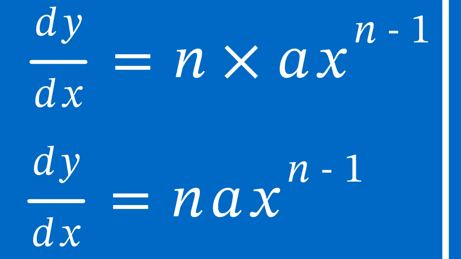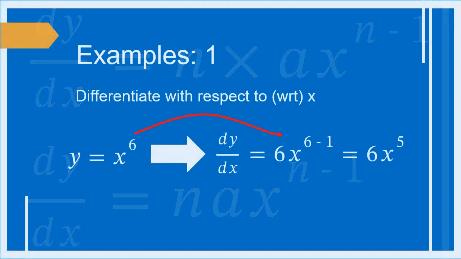So bring down the power, subtract 1 from the original power. That is the general rule of differentiation. Alright, now let's look at examples.